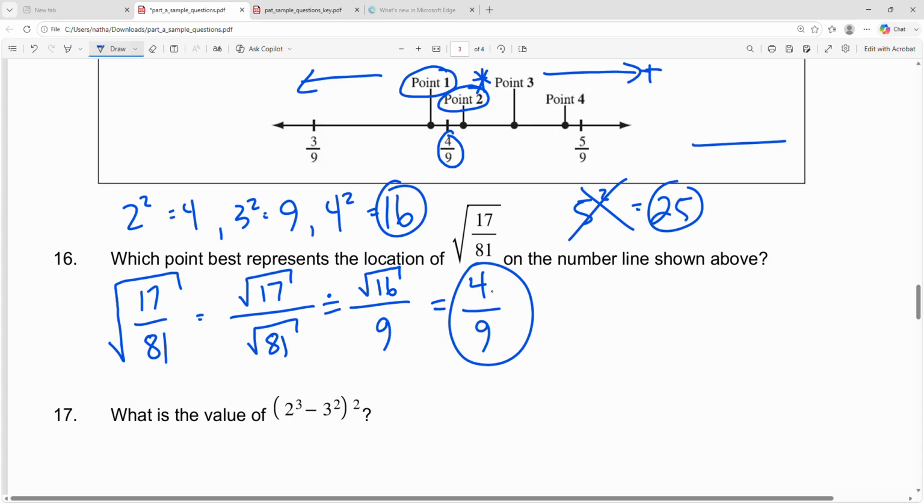We're going to fill that in on our numeric response. There's your answer. Point number 2 is your correct answer. That's the point that's closest to 4/9. It's on the correct side of 4/9.